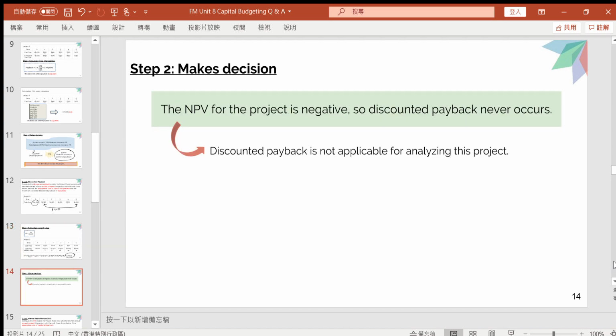And for this decision making, you will find that this calculation shows us it never occurs compared to the maximum required period. Surely that should be over. Okay.